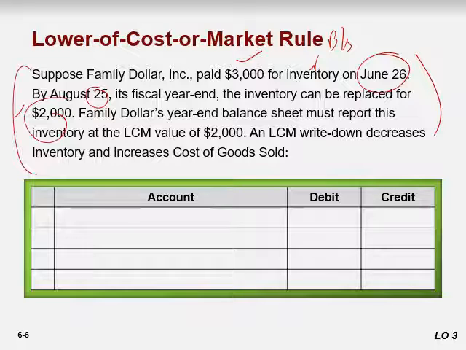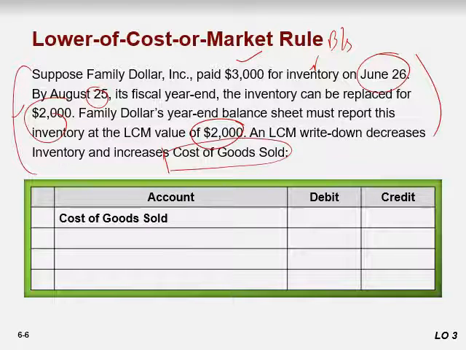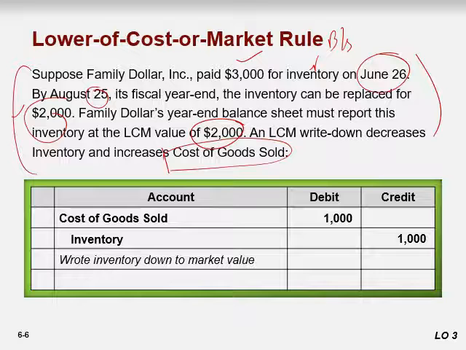So its balance sheet must report 2,000, and the decrease will be charged to cost of goods sold. The entry would be cost of goods sold to inventory. Simple. And that is the loss or expense that will go to the income statement. So the income statement will go through the account named cost of goods sold: expense rises, debit; asset decreases, credit. That's why cost of goods sold to inventory.